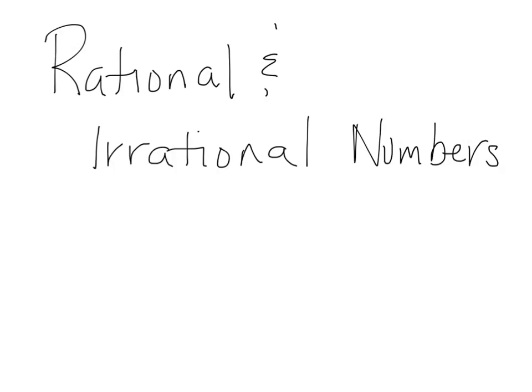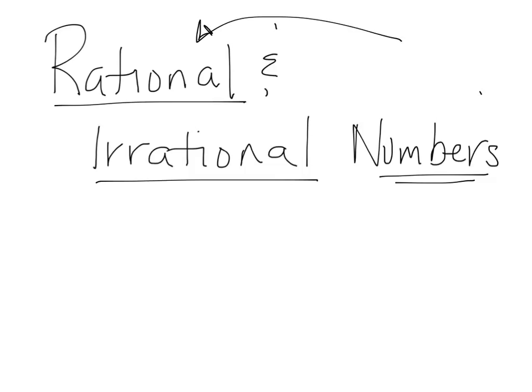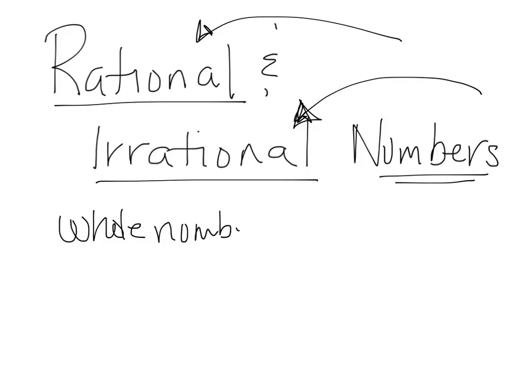It leads us to the idea of rational and irrational numbers. All right? Some of the numbers that we work with in math are considered rational. Some of the numbers we work with are considered irrational. Now, I'm just going to tell you that most of the numbers we work with are rational. Okay? Because rational numbers include whole numbers. All right? We're used to working with whole numbers, right?